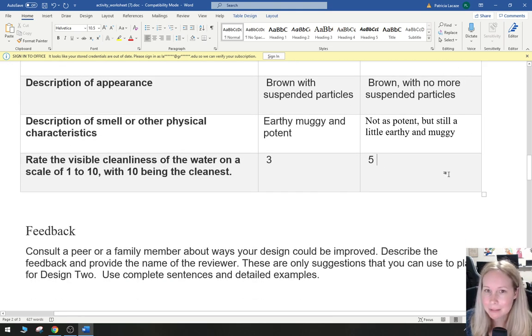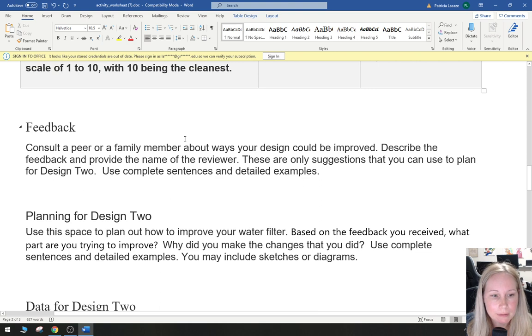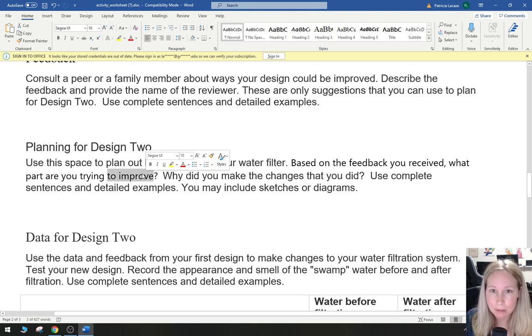I think it helped, but this thing wants us to do a little bit more to redo it. So let's see. Consult with a family member about ways your design can be improved. So you can go to your parents or your brother or your sister and figure out a way to make this a little bit better. Use the space to plan out how to improve your water filter. What part are you trying to improve? All right. I would like to try and improve more filtration, obviously. I thought a t-shirt was good because the holes in the t-shirt are very small, but maybe I need something smaller. What did you do to make the changes that you did? What did you make?